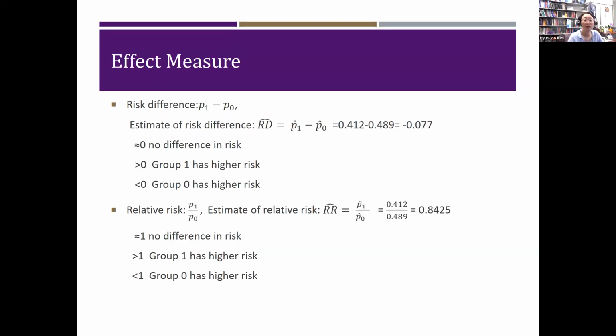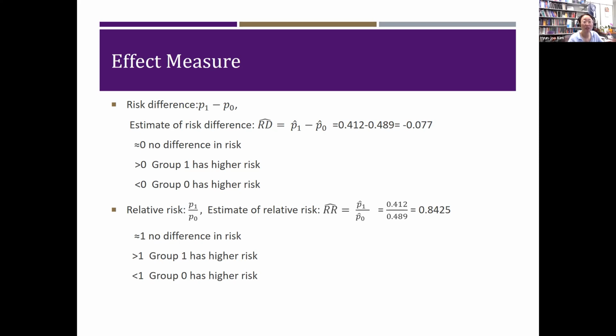The first effect measure, the risk difference, is the difference between the 2 risks. In this example, the risk difference is 0.412 minus 0.489, which is negative 0.077. This is smaller than 0, since the risk is higher in group 0. When the risk difference is less than 0, group 0 has the higher risk. If the risk difference is larger than 0, group 1 has a higher risk.